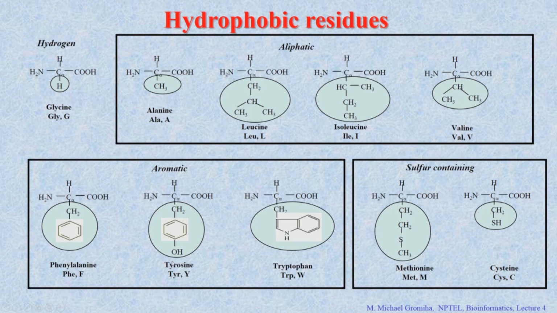So, here I put another group, sulfur containing amino acids. There are two amino acid residues that contain sulfur, one is methionine and the other is cysteine. Among the two, one will form disulfide bonds. Which will form disulfide bonds? Cysteine. So, cysteine will form the disulfide bonds.